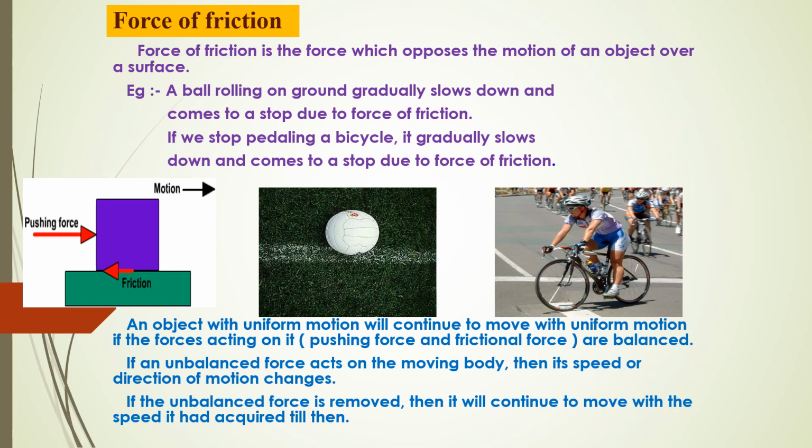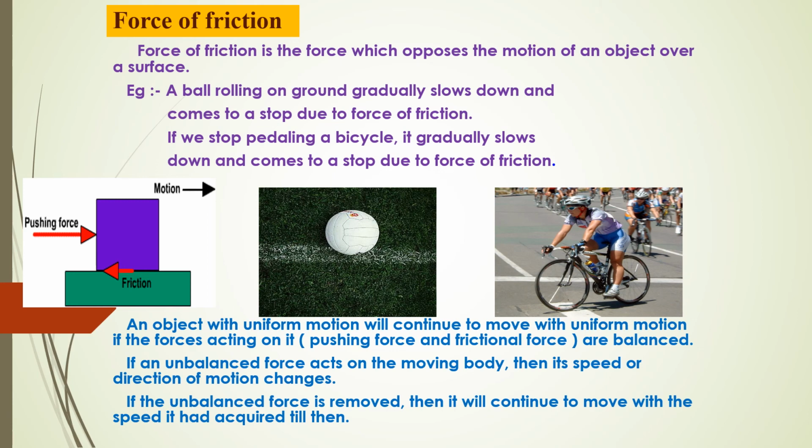An object with uniform motion will continue to move with uniform motion if the forces acting on it are balanced. If an unbalanced force acts on the moving body, then it results in a change in its speed or direction of motion. If an unbalanced force is, however, removed, then the object continues to move with the speed that it has acquired till then. This was the experiment or finding which was done by Galileo. He proved this, and this we will be doing in the next session.